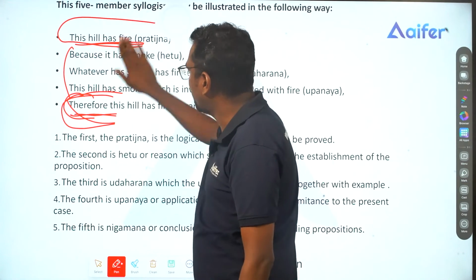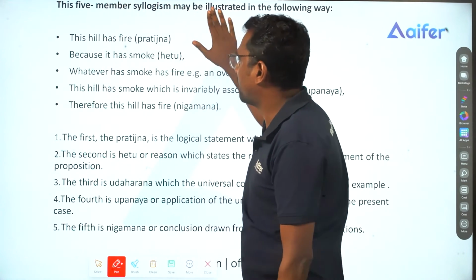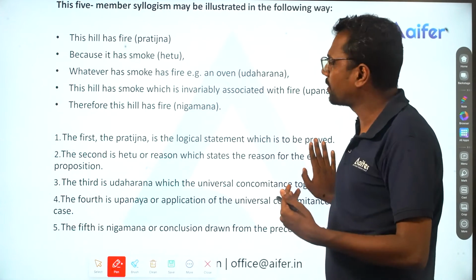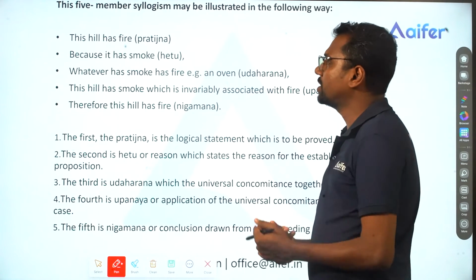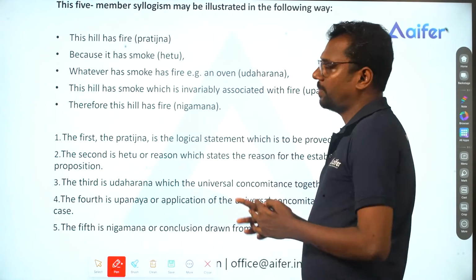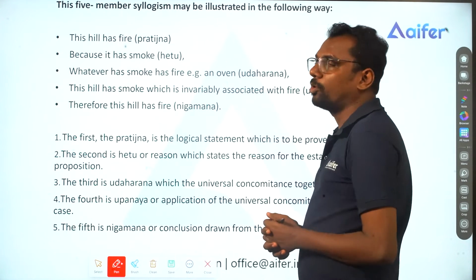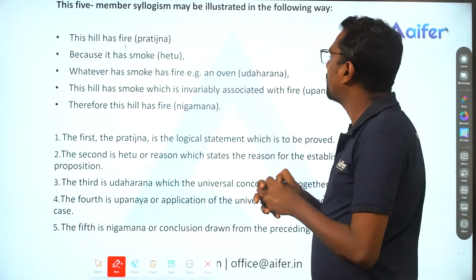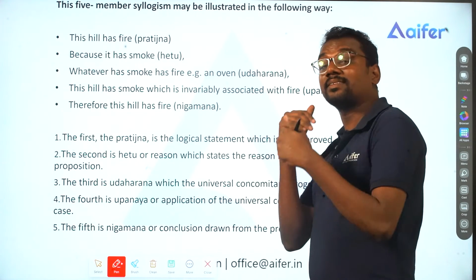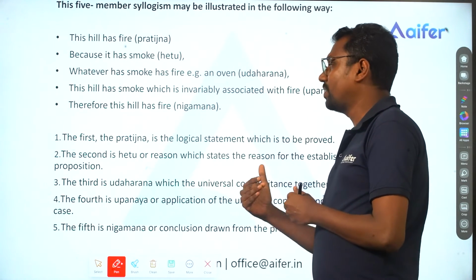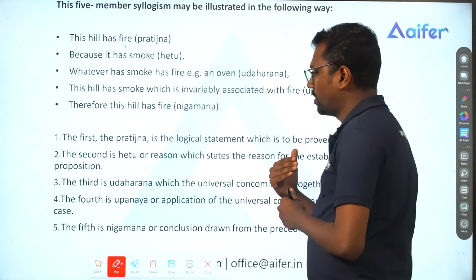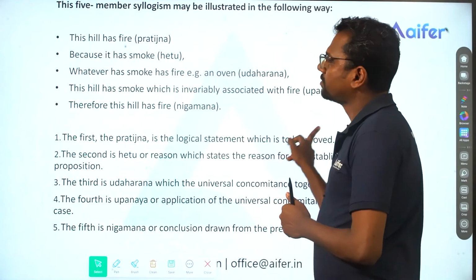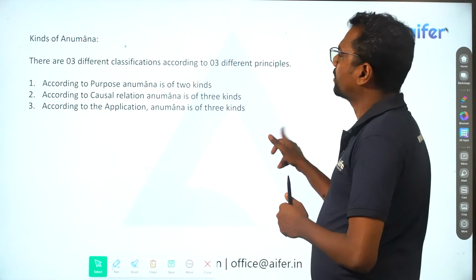So these are the 5 Avayavas of Anumana: Pratigna, Hetu, Udaharana, Upanaya and Nigamana. Pratigna is just a statement, this hill has fire. Hetu is because it has smoke. Then we have Udaharana, whatever has smoke has fire. And Upanaya, that relationship should be everywhere. And finally, Nigamana, therefore this hill has fire. So that's it. Let's see some questions.